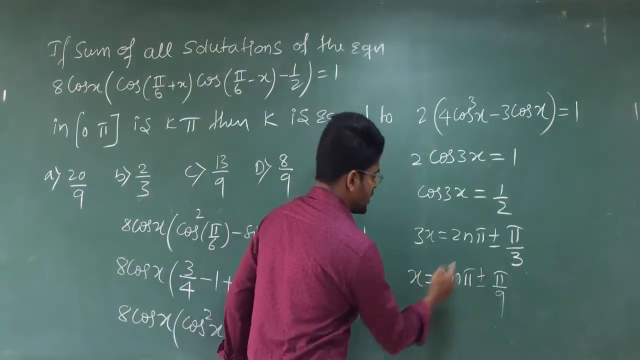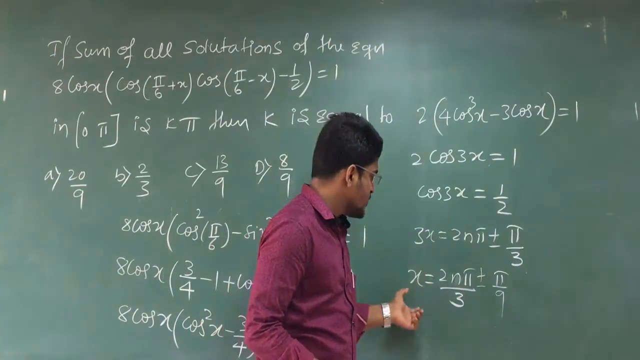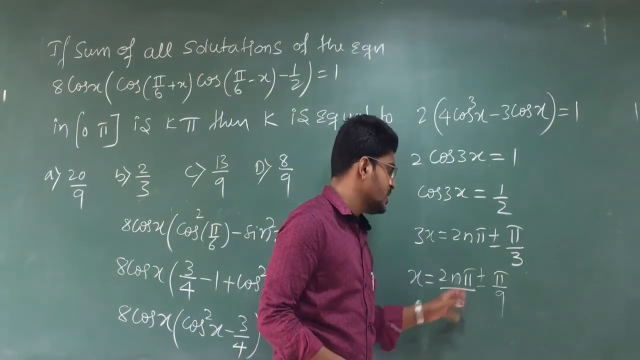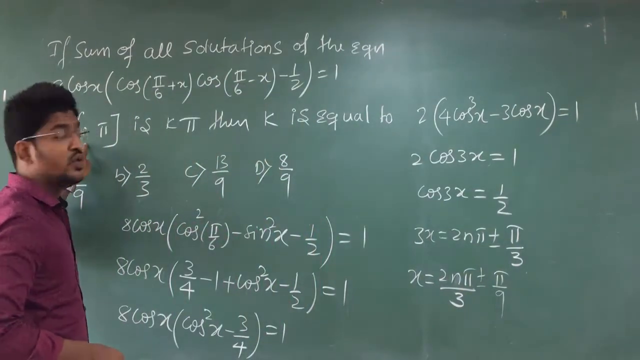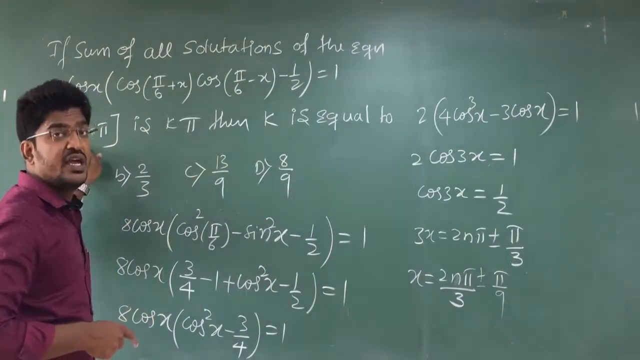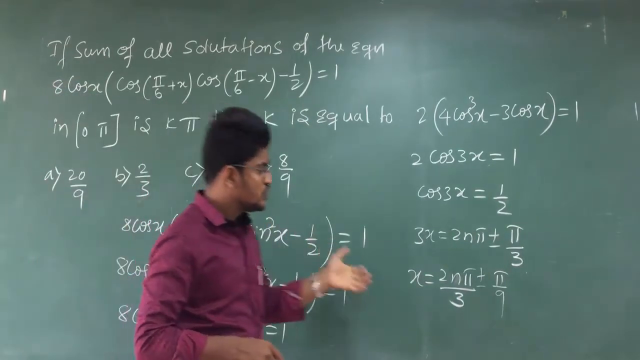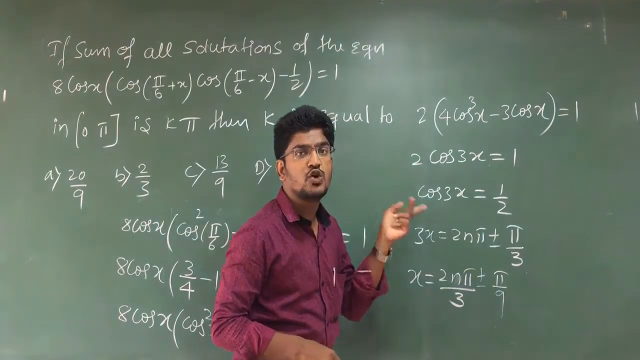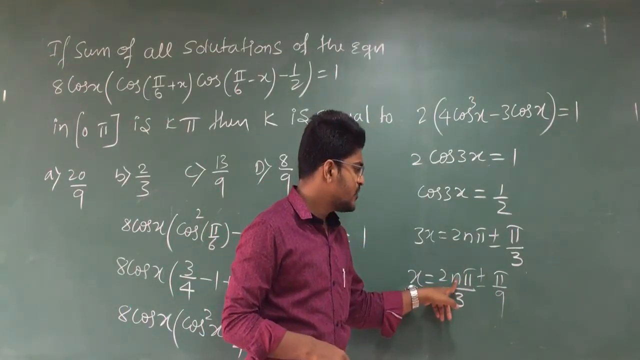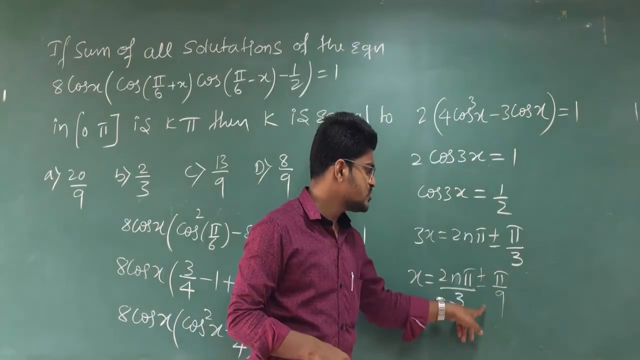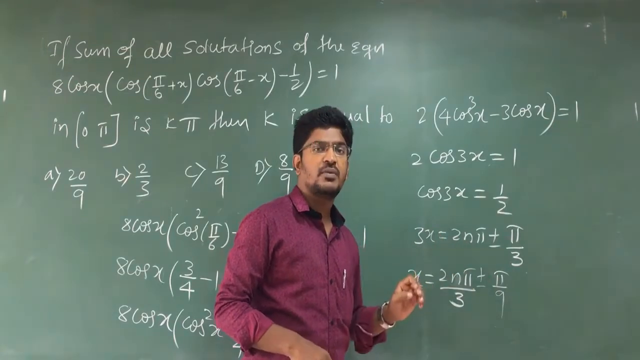So here if I simplify, you are going to get 2nπ/3 plus or minus π/9. After getting the x value, you have to see this interval. You need the value of k in the closed interval 0 comma π. So this has to be in the interval 0 comma π. For that, I will put n equal to 1 here. If I put 0, you are going to get π/9, no problem.